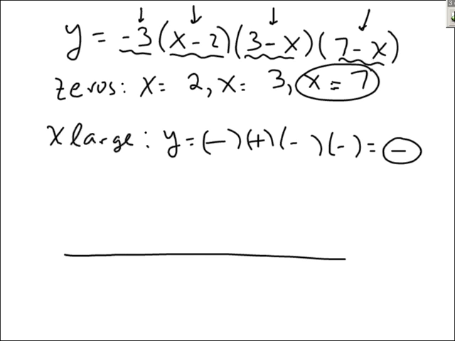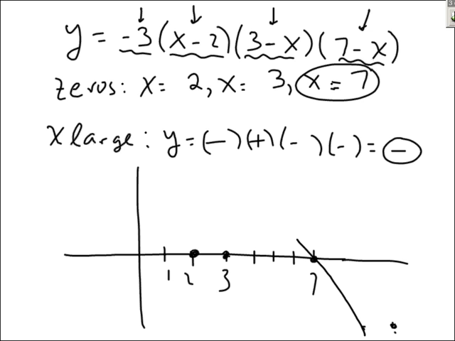So, in graphing this, I go to 2, I go to 3, 4, 5, 6, and 7. And when x is bigger than 7, I'm negative. So the graph, let's see here, the graph goes like this. Okay, this can be more of a curve. The graph goes like that.